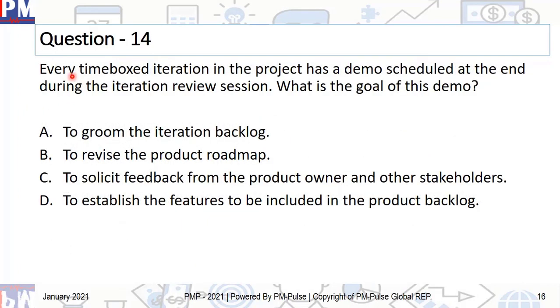Question number 14. Every time-boxed iteration in the project has a demo scheduled at the end during the iteration review session. What is the goal of this demo? A. To groom the iteration backlog. B. To revise the product roadmap. C. To solicit feedback from the product owner and other stakeholders. And D. To establish the features to be included in the product backlog.